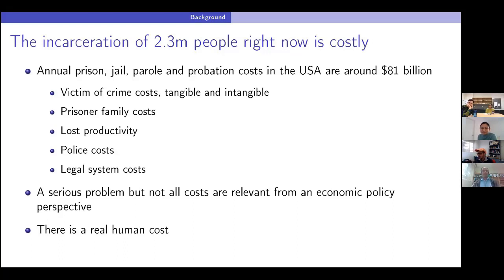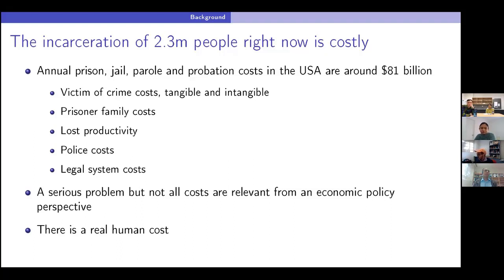I've then listed a whole bunch of other costs that are not included in that 81 billion, which run from things that we might be particularly concerned about, as well as costs on society around policing and legal system costs. We have victim of crime costs. You may or may not be particularly concerned about potential lost productivity, but there are real costs on prisoner families. You know, hi, I'm a kid going to school. What does your dad do? Well, my dad's in jail. These are non-trivial social pressures that people face. So there's a lot of serious problems here. There's a really large financial number here, and there's a real human cost. So this is worth looking at in some detail.